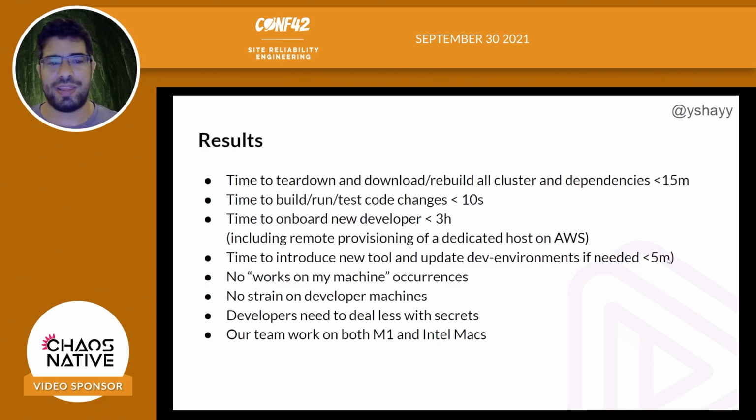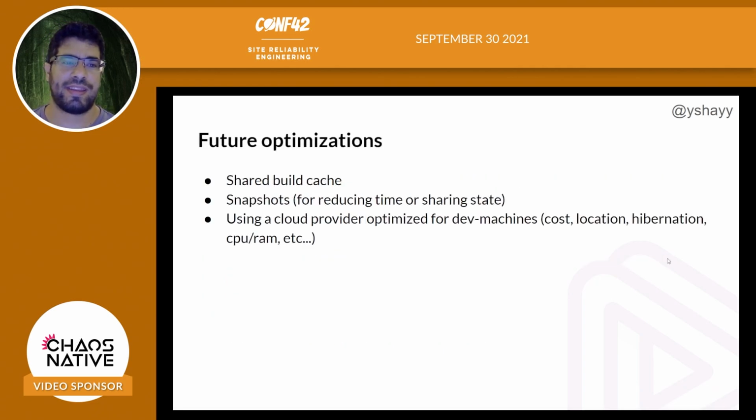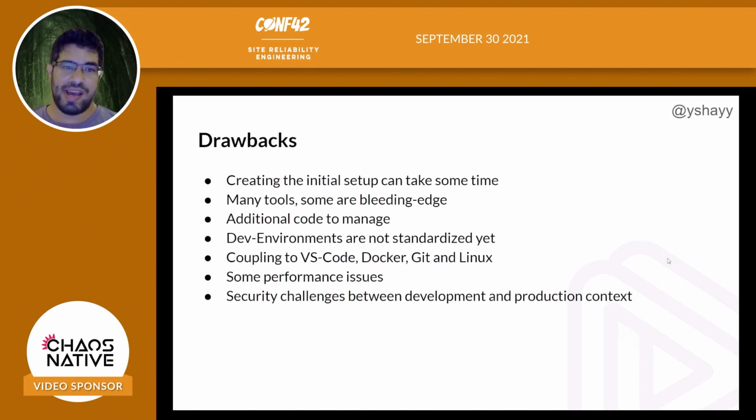It's very easy to introduce new tools. We don't have strain on our developer machines, and our team can work with both M1 and Mac. In the future, we hope to optimize it more. We would like to have shared build cache, snapshots, maybe use a cloud provider that will provide us the best dev machines. There are some drawbacks, however.